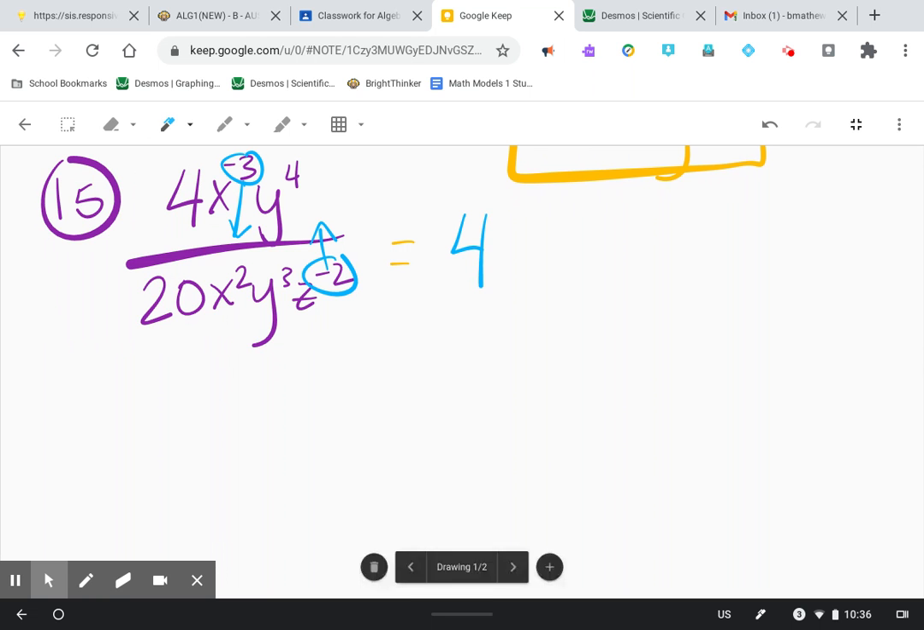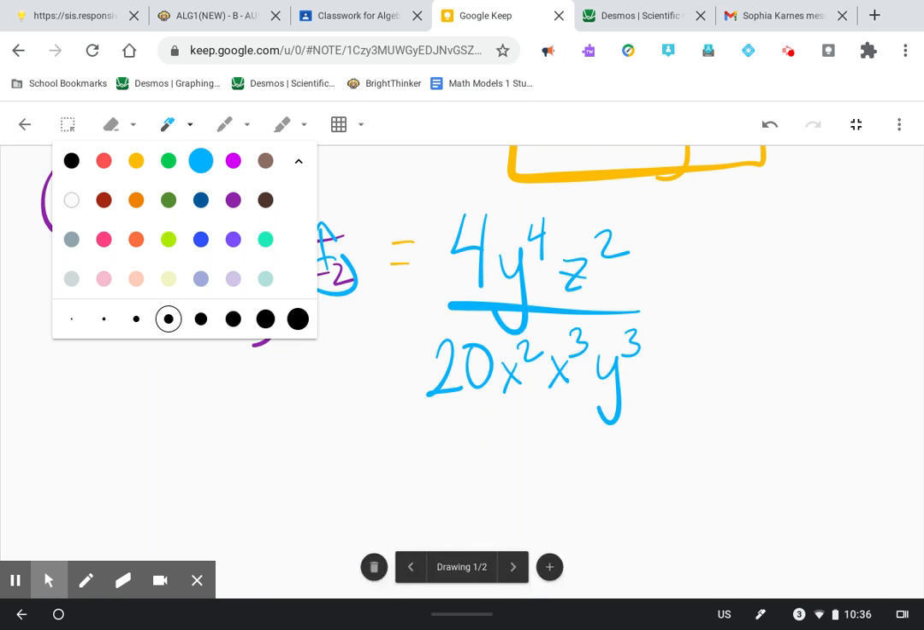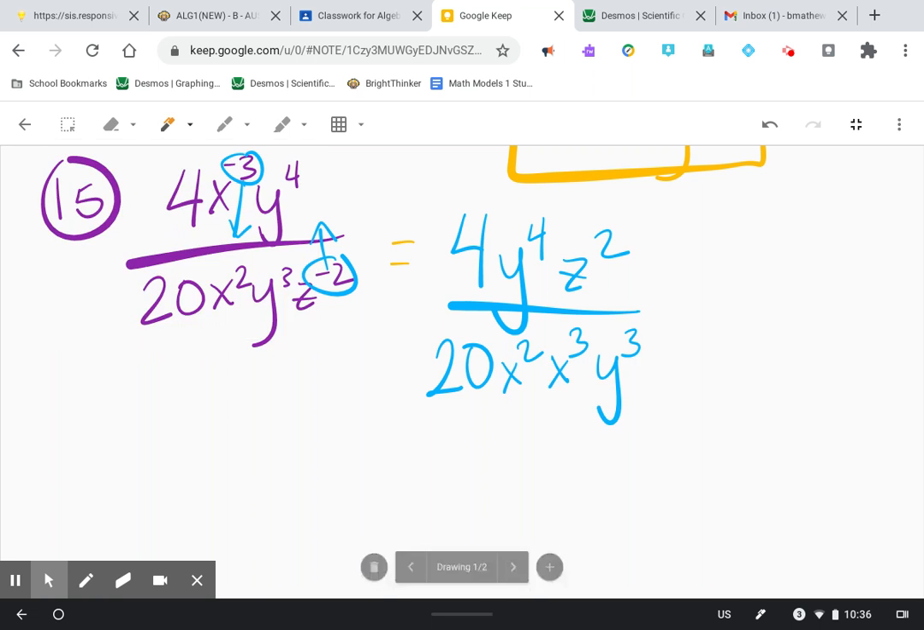4 is going to stay. Y to the fourth is there. z moved up, z squared. On the bottom, we have 20. We have x squared, and then we also brought down an x to the third. And then the y to the third is there as well. We start canceling things out. I can see right away that I'm going to cancel out all of these y's, and 3 of those are going to go away, leaving me with 1.